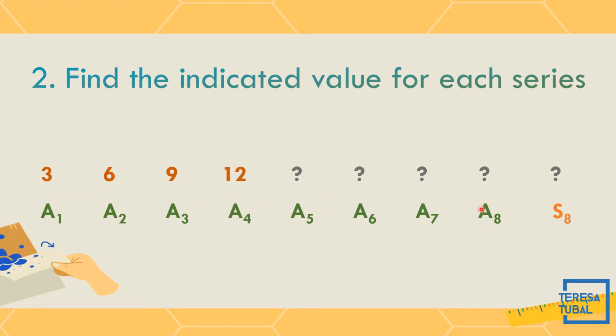So based on this, let us observe what could be the pattern. The pattern is 3. 3 plus 3, that is 6. 6 plus 3, 9. 9 plus 3, 12. 12 plus 3, that is 15. 15 plus 3, that is 18. 18 plus 3, that is 21, our seventh term. And 21 plus 3, that is 24. And then afterwards, let us add to get the sum of the series. So 3 plus 6 plus 9 plus 12 plus 15 plus 18 plus 21 plus 24. So the sum of the series, that is equal to 108.